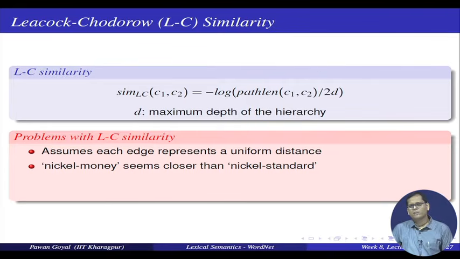So what is the problem with this LC similarity or the previous similarity that we have seen? For any two concepts, find out the path length, and the similarity is nothing but a function of path length. If path length increases, the similarity decreases. But one problem with these approaches is that for any two pairs of concepts, if the path length is the same, the similarity will be the same, irrespective of wherever they occur in the tree.